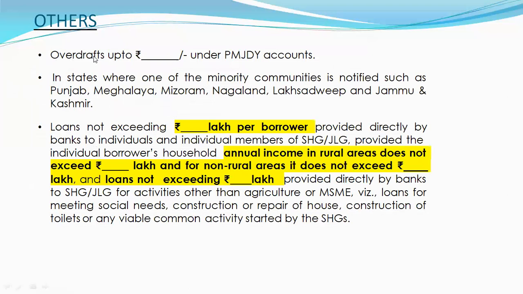This is also related to others. Overdraft up to dash under a PMJDY account, Pradhan Mantri Jan Dhan Yojana. In that, overdraft facilities are available. Up to which amount will come in priority sector? Next is loan not exceeding dash lakh per borrower provided directly by the bank to individuals and individual members of self-help groups or JLGs, provided the individual borrower's household annual income in rural area does not exceed dash. Here you have to tell what the annual household income should be in rural and non-rural areas, and the loan should not exceed how much, provided directly by the banks.